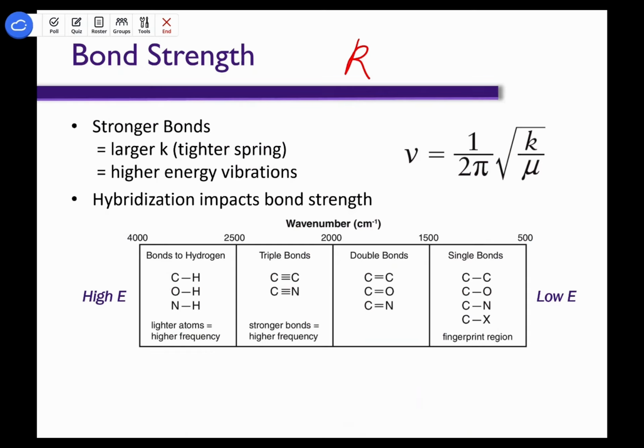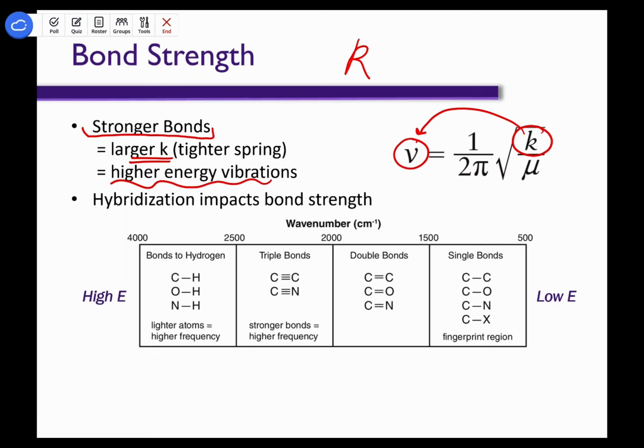The spring constant K is a way of talking about the bond strength. If we have a tighter spring from physics class, that means we're talking about a stronger bond in chemistry. Stronger bonds are tighter, require more energy to break them apart, and they vibrate at higher energies. We can remember that by seeing how it's directly proportional to the frequency, and frequency is proportional to energy.